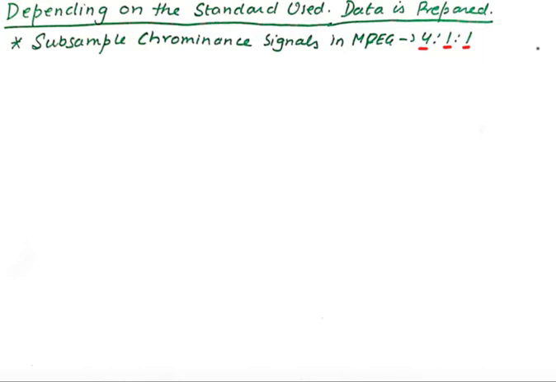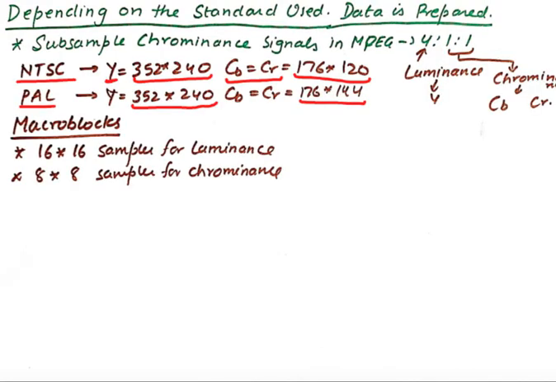Now depending upon the standard used, data is prepared, but in case of MPEG, the subsample chrominance signals are in the ratio of 4:1:1. Now what does that mean? That means that this is the ratio for luminance, which is known as the brightness, and this is known as chrominance, the kind of bluishness that we have and the redness that we have in the picture.